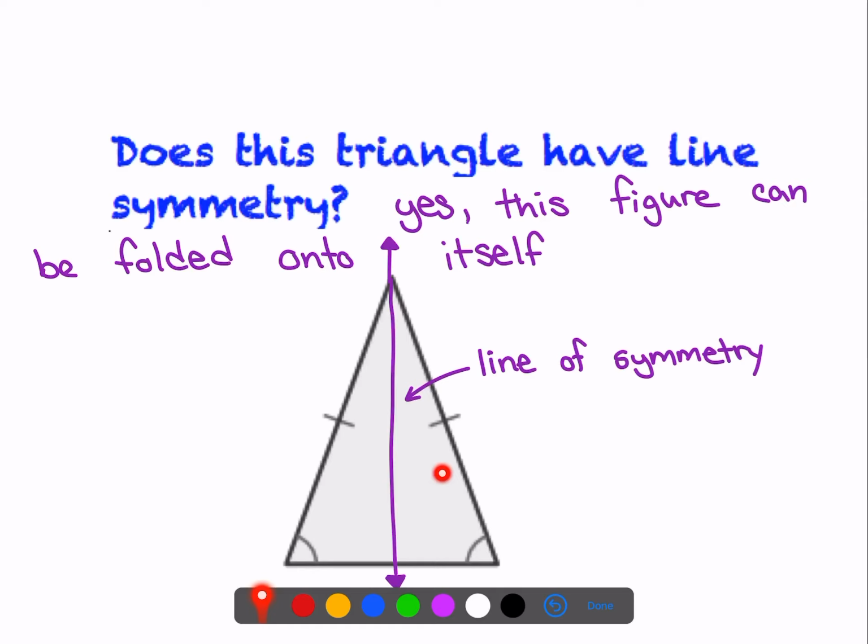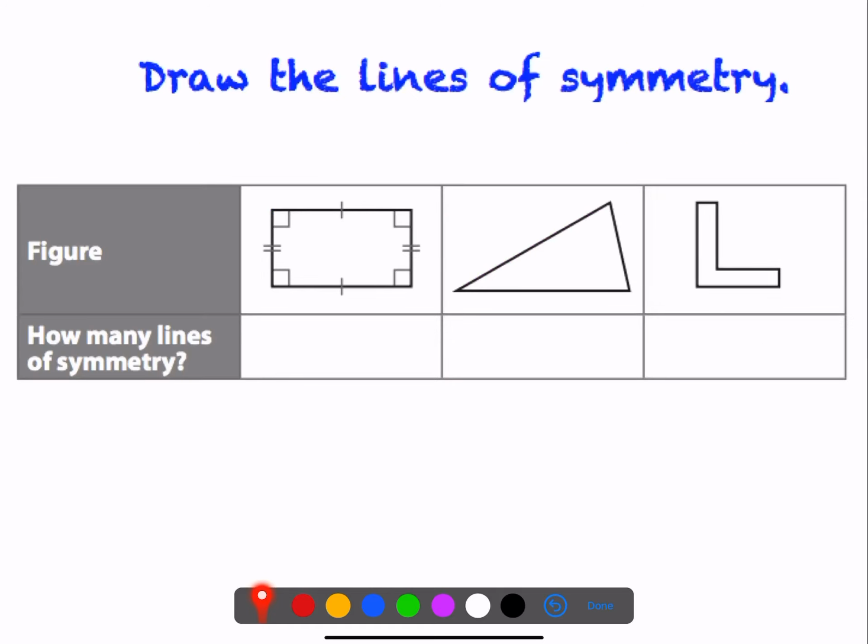All right. Now, go ahead, pause the video, try these three out real quick, and see if you can find all the lines of symmetry for each figure. Now, if it doesn't have any symmetry, just write no symmetry.